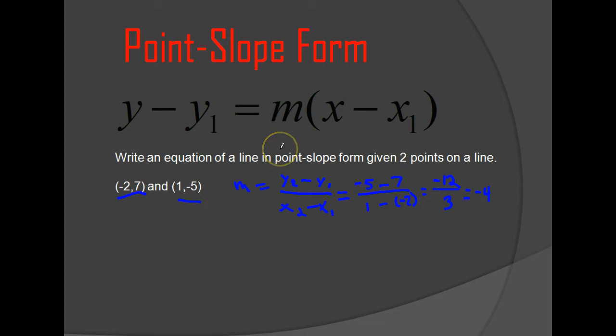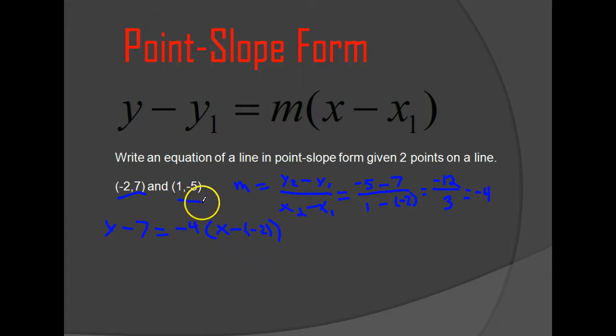I'm going to substitute a y value, 7, in for y1. I'll substitute my x value, negative 2, in for x1. And then my slope, I figured, is negative 4. That'll go where my slope is. So y minus my y value, 7, equals my slope, negative 4, times the quantity, x minus my x value, negative 2. I can certainly clean that up and make that x plus 2 if I'd like also.